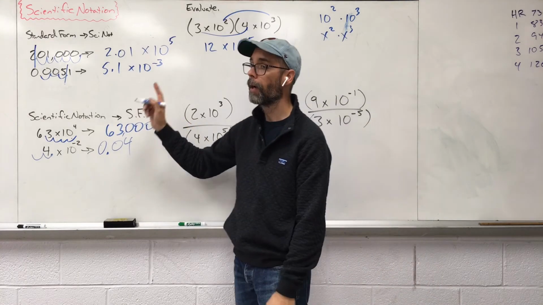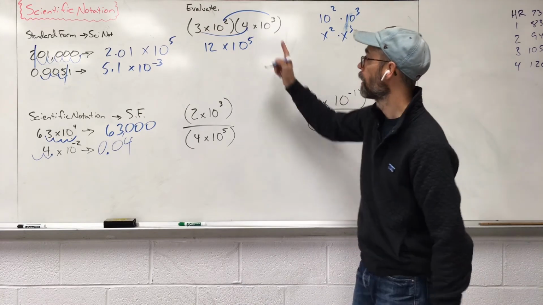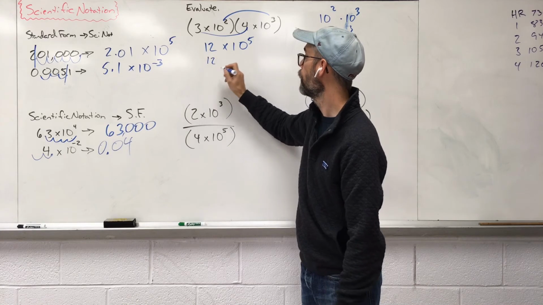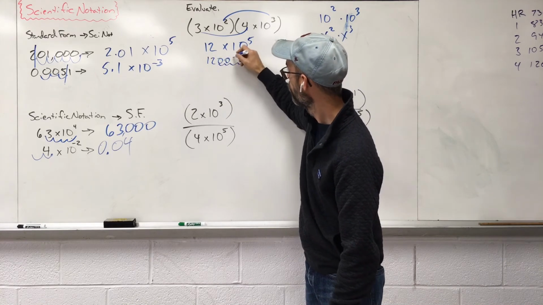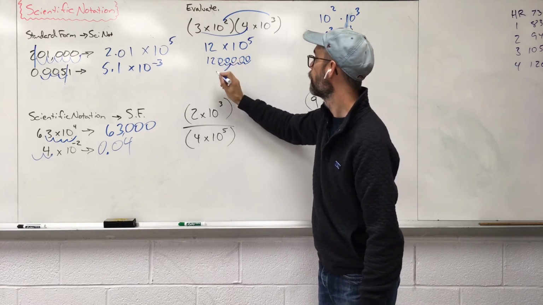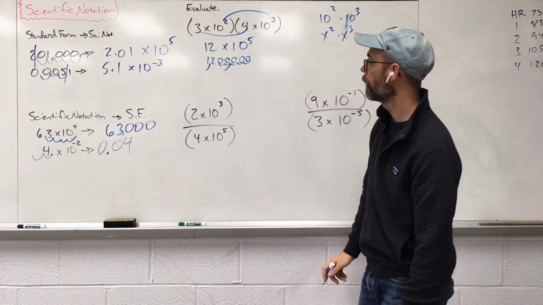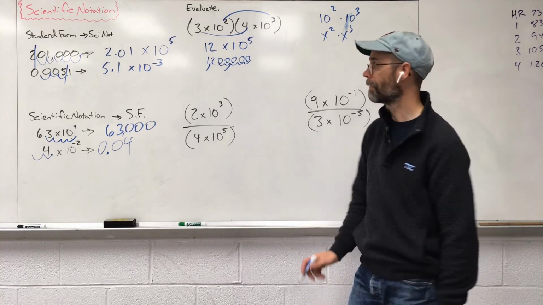I want to rewrite my problem in scientific and standard form. I like doing standard form first. Exponent 5 says, let's go larger. 1, 2, and we want to go 1, 2, 3, 4, 5. Add your zeros. Add your commas. There you go. 1,200,000. Now we need to write that in scientific notation.